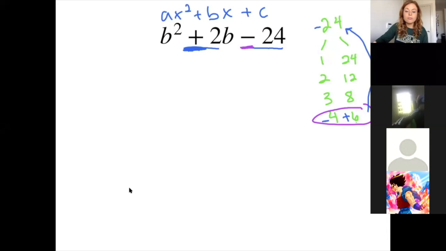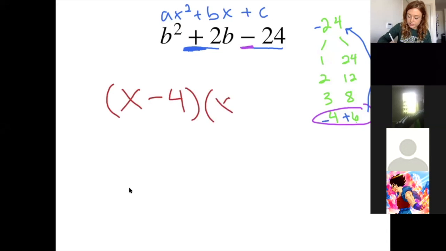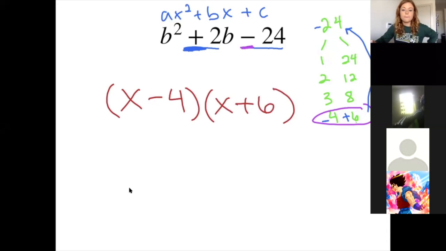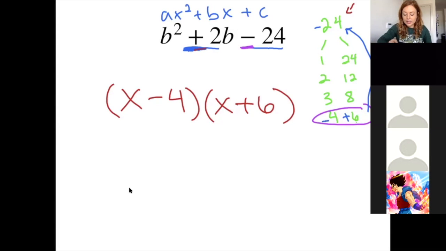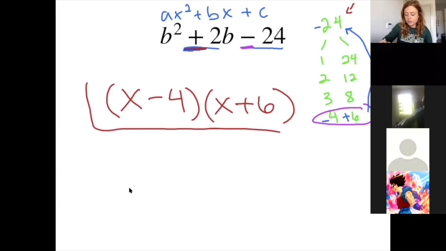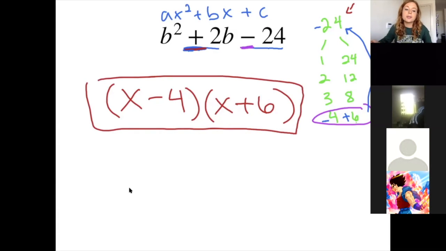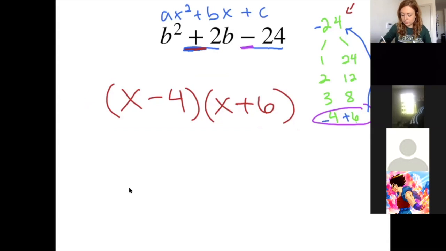Once you have that, then you're ready to put it in the factors. So x minus 4 this time and x plus 6. So you're kind of unmultiplying when you're factoring. You're deciding what numbers multiply to give you that C term, and then they're going to add to give you that B term. And then you put them into this form right here, which is our factored form, which is multiplication. Hopefully that answered that question.